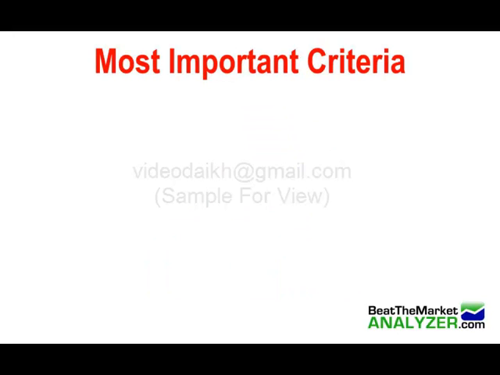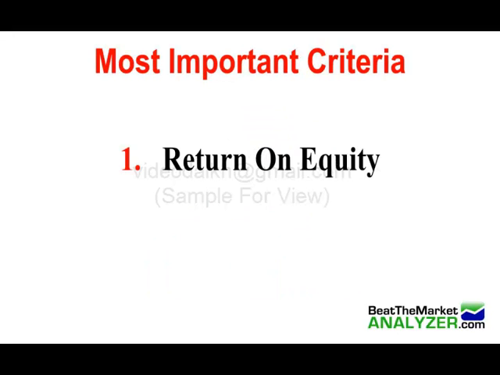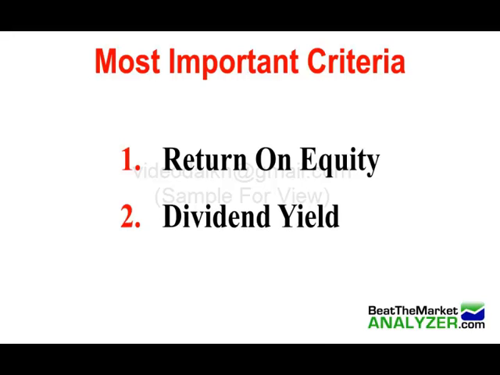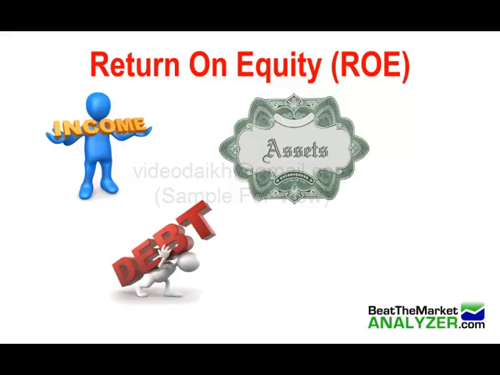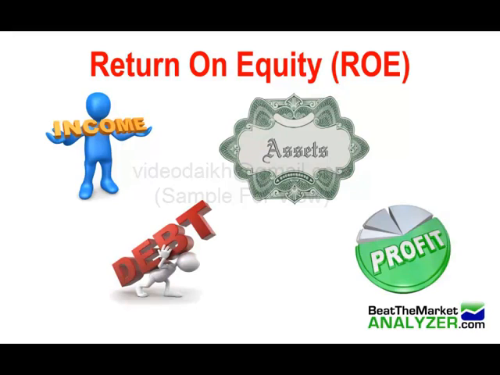So most importantly, we want to look at return on equity, which is ROE, and also dividends yield. Now, return on equity is very important, and it was one of Buffett's favorite measurements because it took into account a lot of things in one measurement, such as income, assets, debt, profit margins, and other things, and it gives you an overall view of the company's performance.